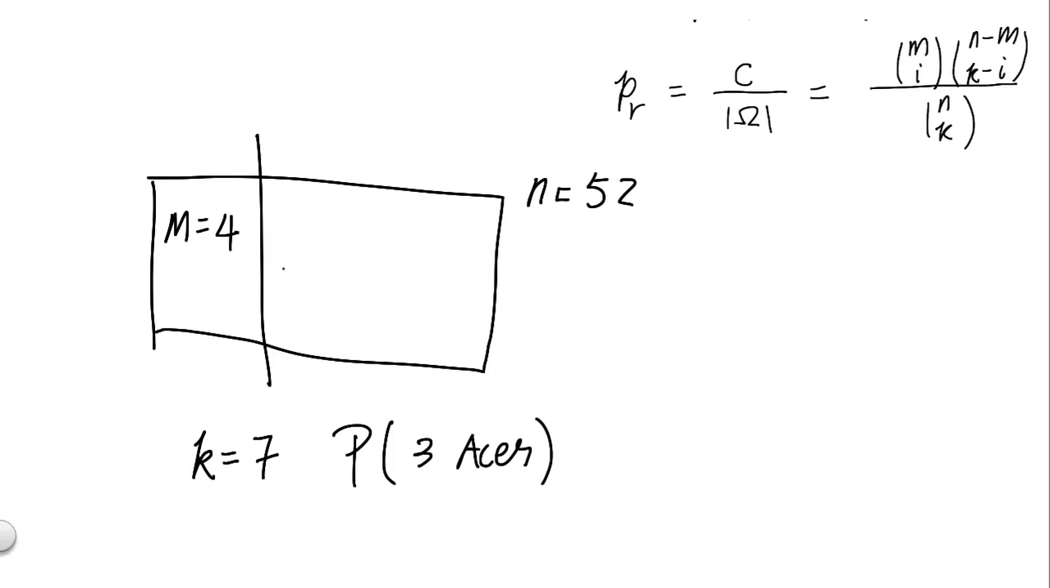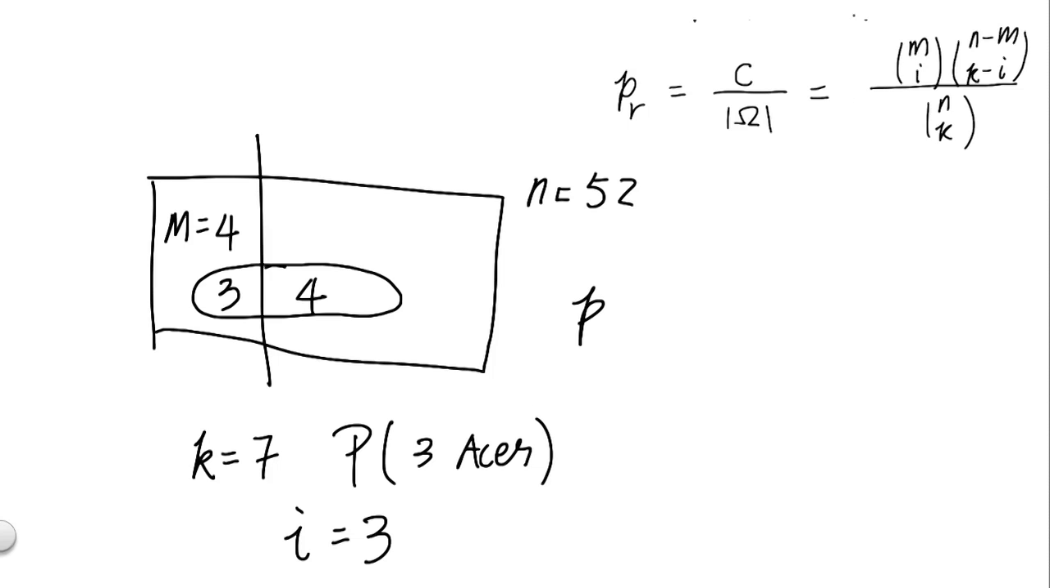Using the notation we did earlier, if we were to draw a circle representing the 7 cards, we want to know what is the probability that we have 3 aces from the left side of the box and 4 non-aces from the remainder of the deck. In particular, we'll call i equal to 3. So by this point, we've cast the problem of drawing cards from the deck in the same way as we did earlier of drawing balls from the urn.